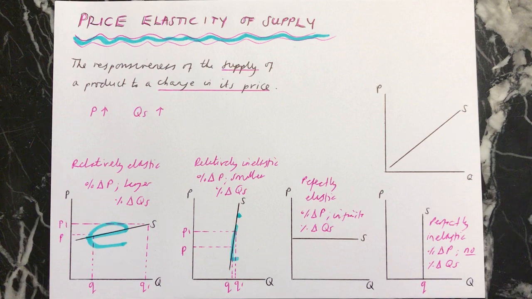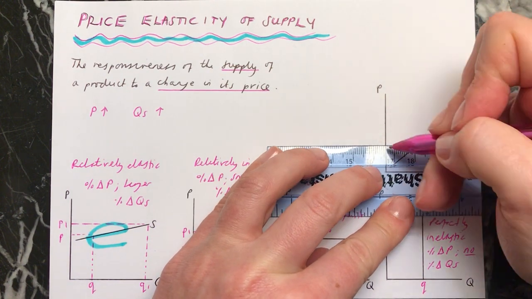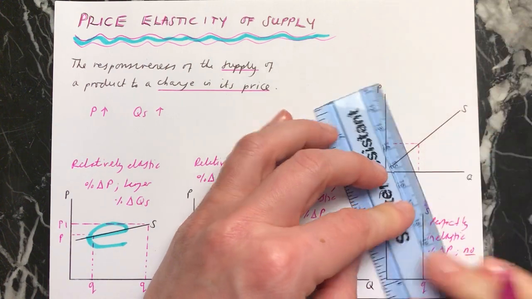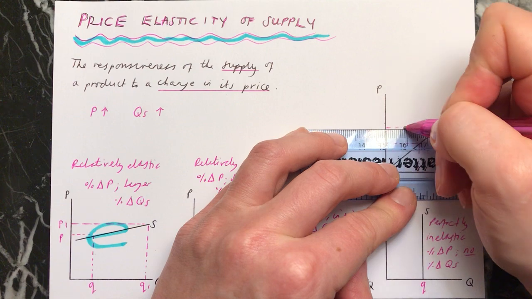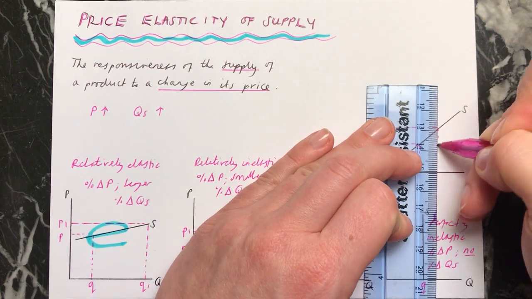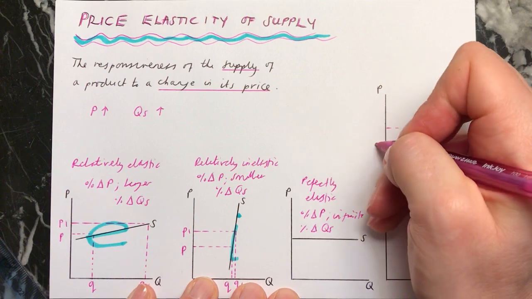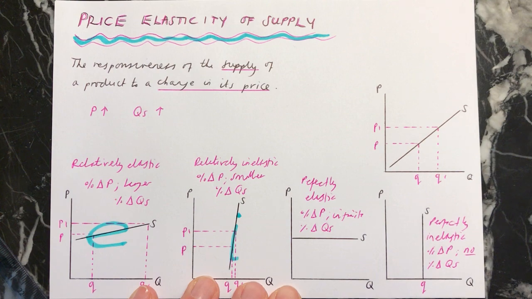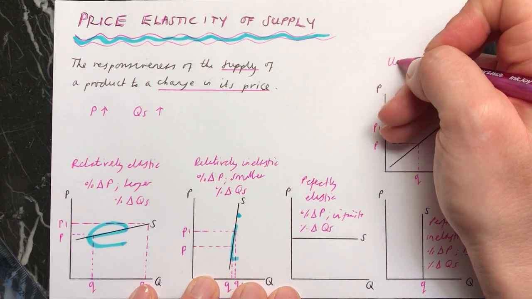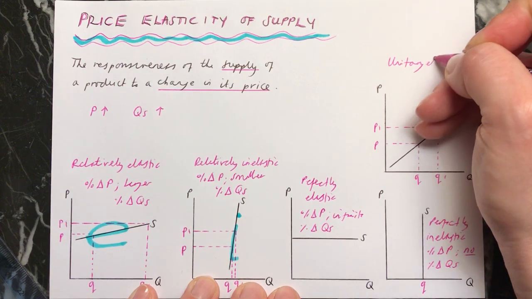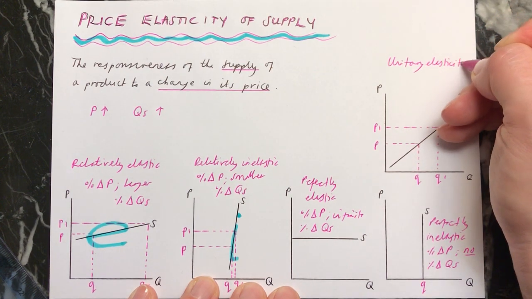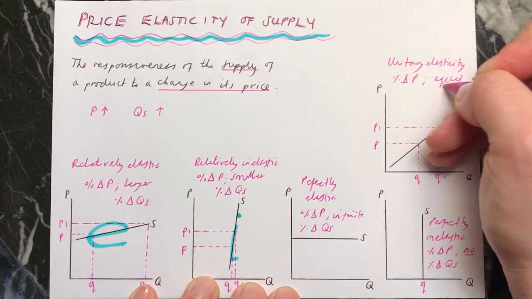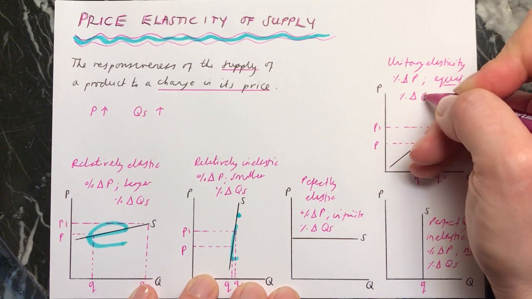This is a special curve here. This one, if I've drawn it correctly, is going up at a 45-degree angle. And this means that, for example, if the price goes up from P to P1, your percentage change in the quantity supplied is exactly the same percentage. So this one, we say it has unitary elasticity. And this means a percentage change in price causes an equal percentage change in the quantity supplied.